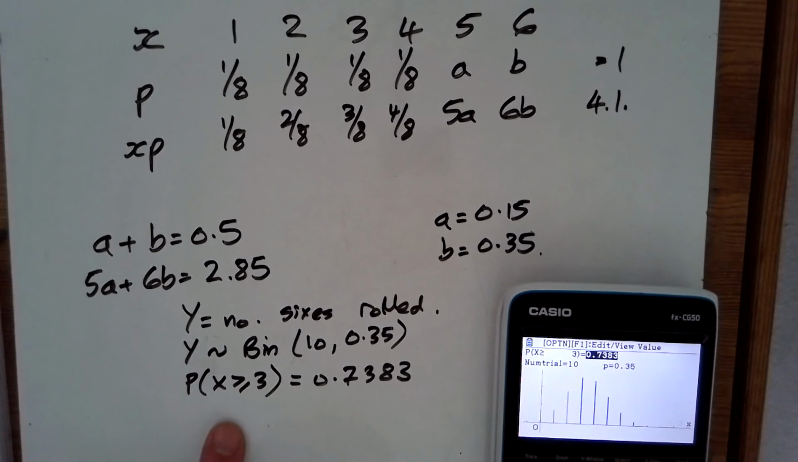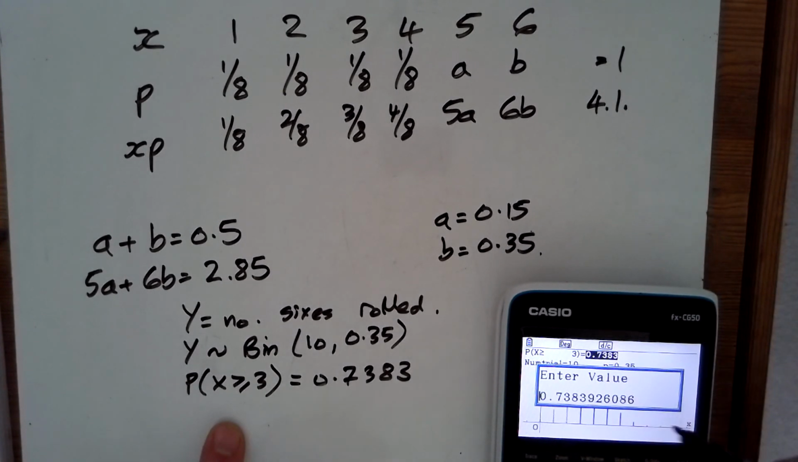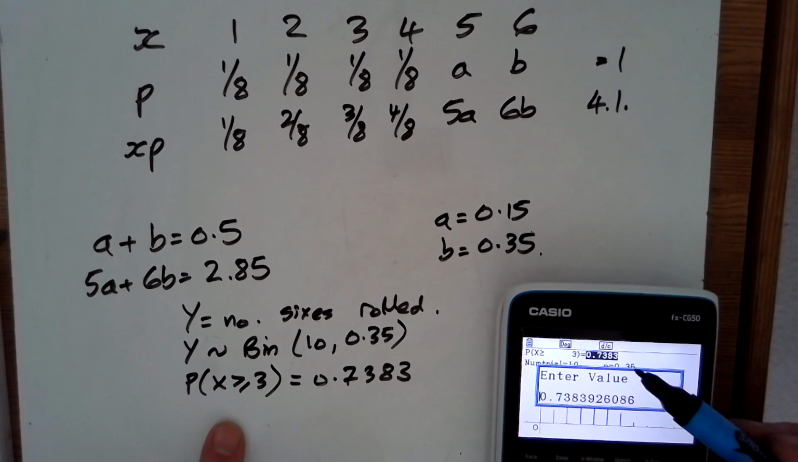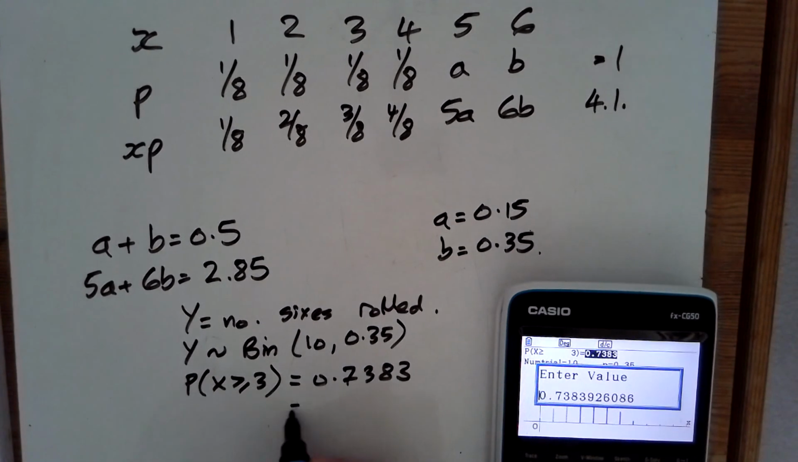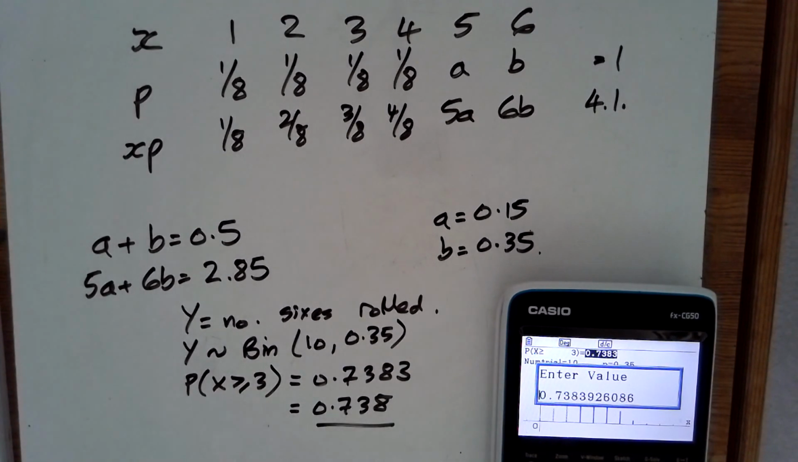0.7383. I'll do some more on these later, but it hasn't rounded that up. It's always interesting to spot that this is a truncated number and this is the full number there, which I got by pushing options F1. But it doesn't matter because in most stats we only want it to 3 figures anyway. So 0.738 is my answer there.